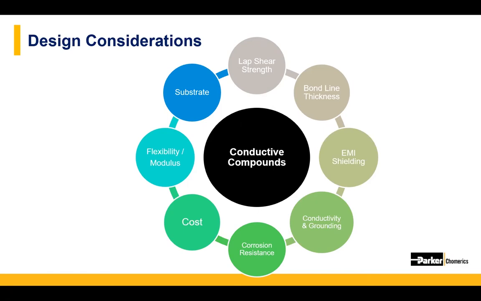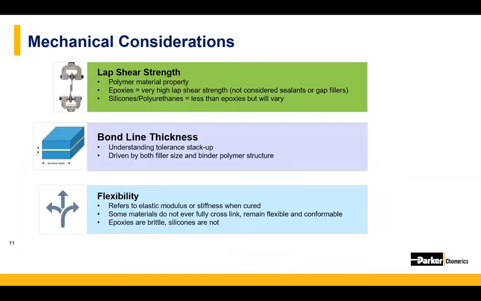While these aren't the only considerations to note before you down select your compound, as you can see from the chart, we do feel that these are the first ones you should consider. Other factors like bond line thickness, flexibility, lap shear strength, and the substrate have to do with the interactions of the compound and the parts that it is mating to. So let's get into some of those mechanical considerations now.